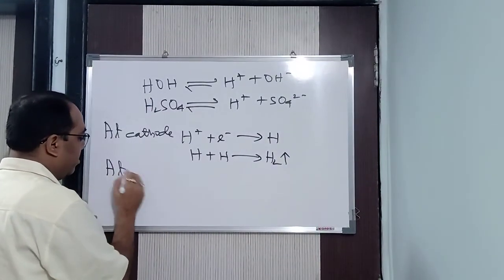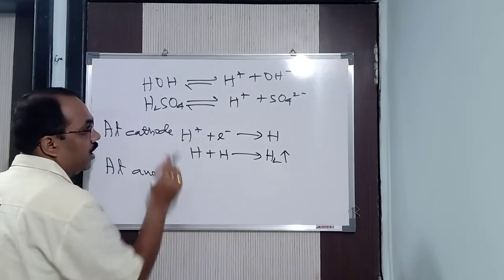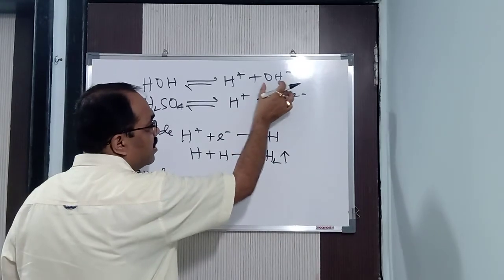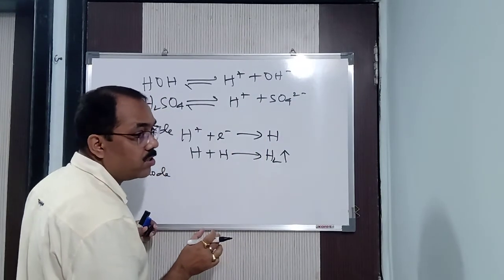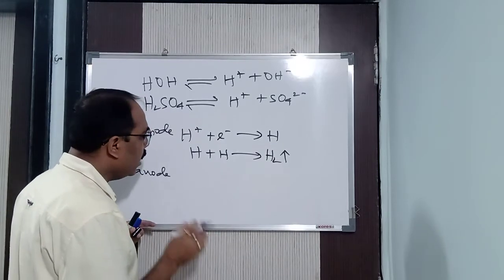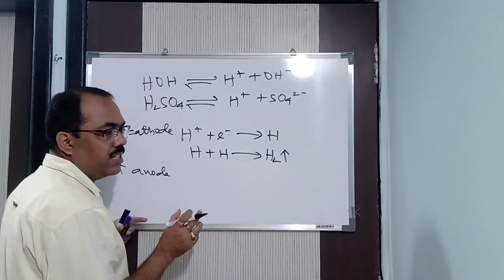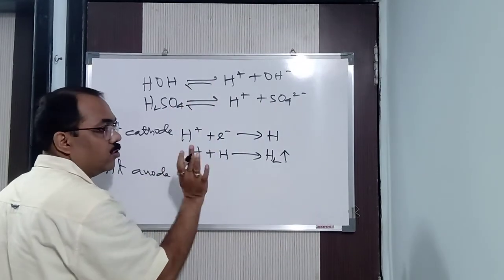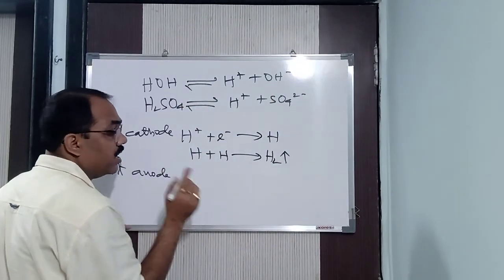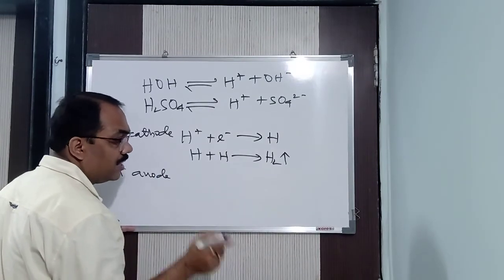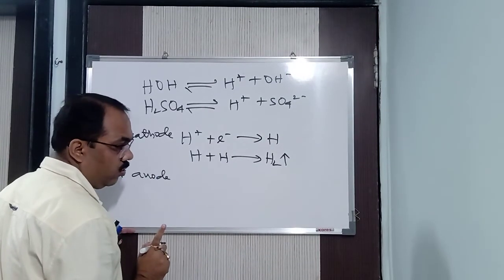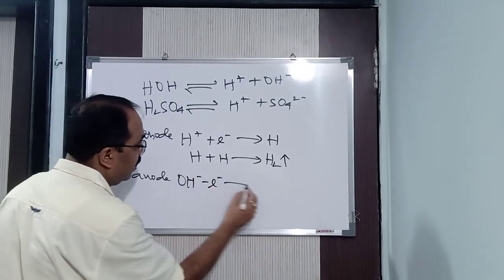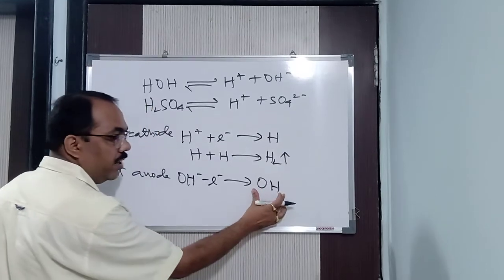Now at the anode, what will happen? Here you have to understand it. According to the electrochemical series, you will find that OH minus is placed at the bottom of the series. OH minus is placed lower in the series compared to SO4 2 minus. So OH minus gets the first preference to get deposited at the respective electrode. So OH minus loses an electron to give you neutral OH.